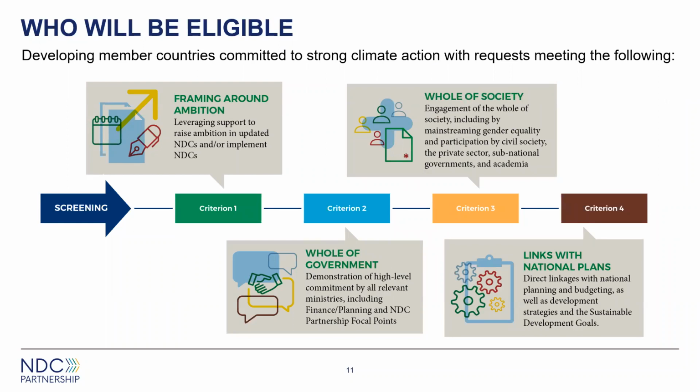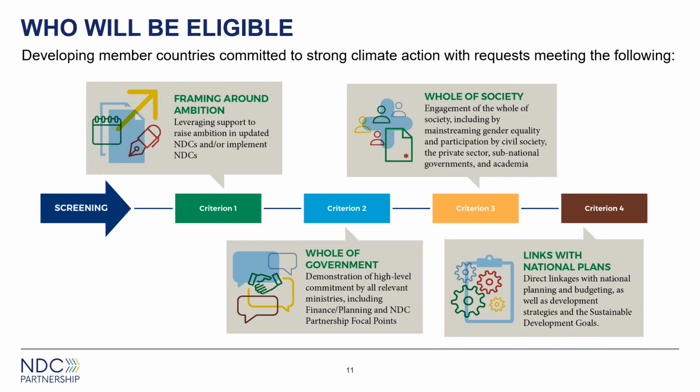And finally, countries need to demonstrate that they're bringing together their climate efforts with the development efforts. They're demonstrating that they're bringing under a single umbrella, which is the Sustainable Development Umbrella, climate action, and their social and economic priorities. So they need to demonstrate direct linkages with national planning processes, with budgeting processes, with sectoral strategies, and of course, with the implementation of the Sustainable Development Goals.